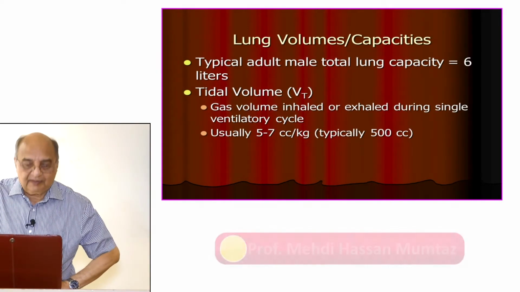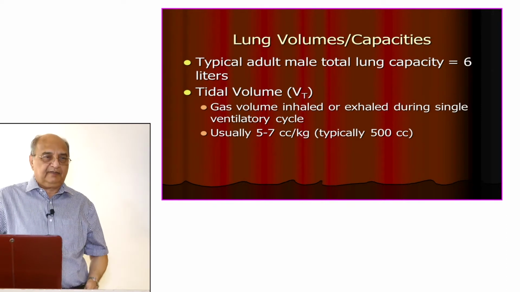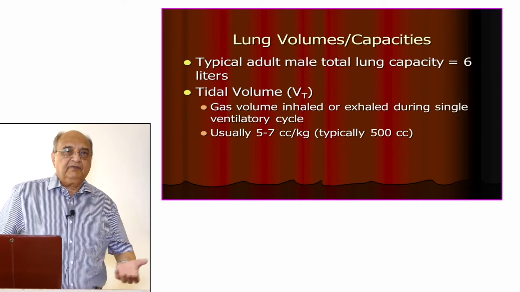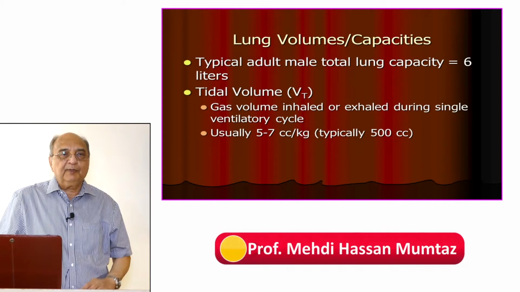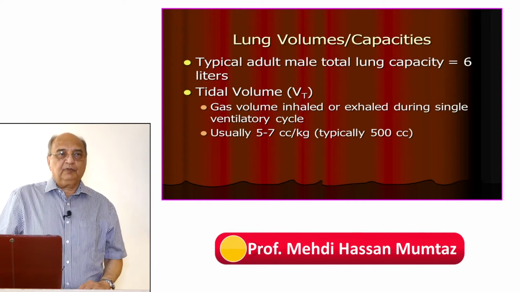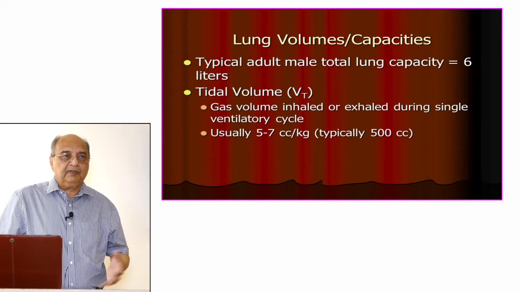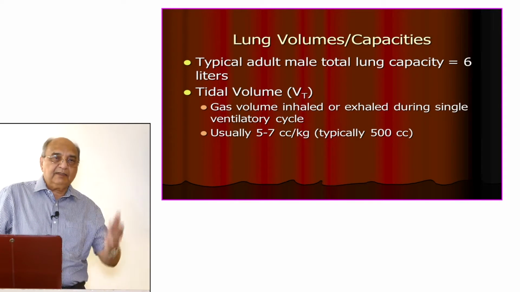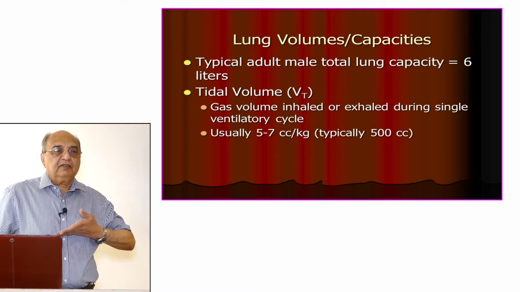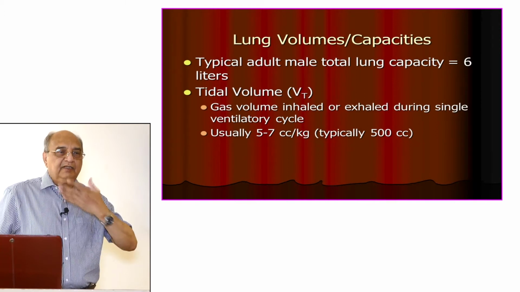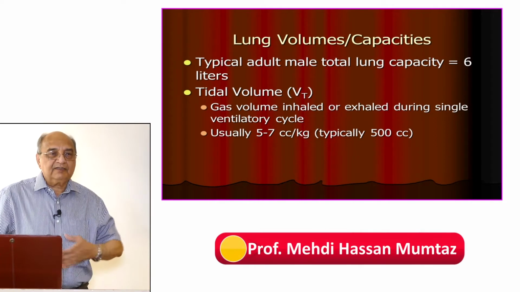Lung volumes and capacities. Typical adult male total lung capacity is 6 liters. Suppose you are breathing, and with every breath you are sucking in about 500 ml of gas, and your breathing rate is 12. You multiply 12 with 500, it becomes 6 liters. 6 liters in a minute gases are going into the lung. How much remains in the dead space area and how much goes into the respiratory area? About 1/3 is in the dead space area.